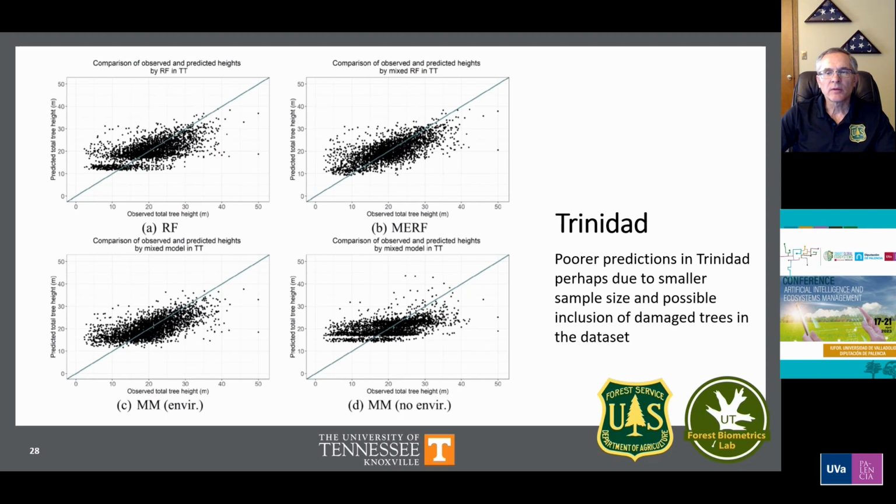But for Trinidad, we can see that the parametric models in particular had poor predictive ability, perhaps due to the smaller sample size and the possible inclusion of damaged trees in the data set, as I mentioned previously. There is a lot of variation in the measurements in the data, particularly for larger trees in the Trinidad data set. And as mentioned previously, they didn't collect damages, while the measurements in Puerto Rico and the Virgin Islands did include indicators of damages, which has allowed us to filter out those unusual trees from the data set. And this could be the cause for some of this higher variation.